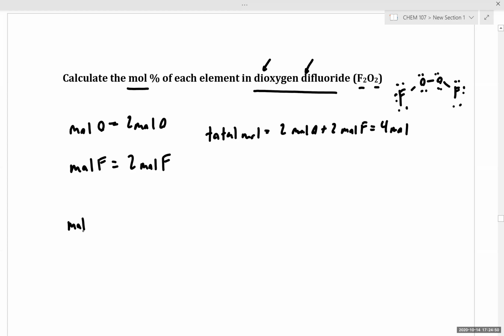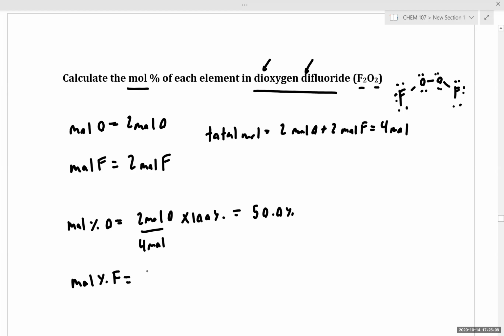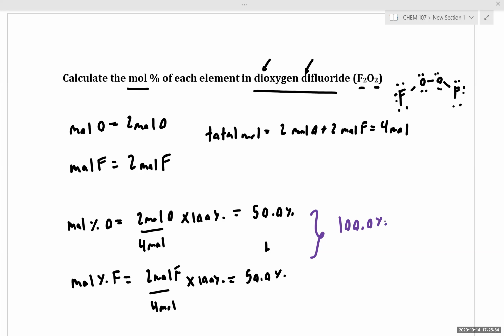So the mole percentage of oxygen would be 2 moles of oxygen over 4 moles times 100%. That gives us 50%. Then the mole percentage of fluorine would be 2 moles of fluorine over 4 moles total times 100%, which would also give us 50%. As we see, if we add up all of our mole percentages, we get 100%. Does this make sense to everyone? Any questions on this part?